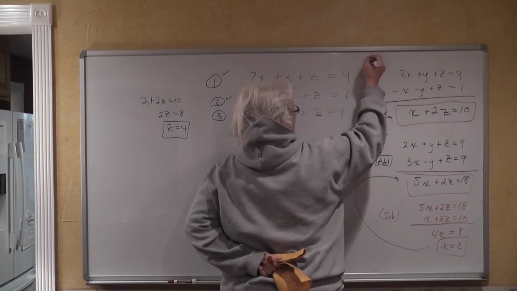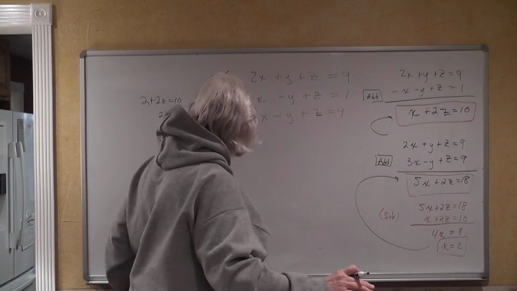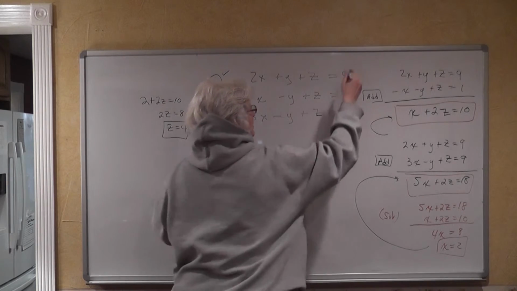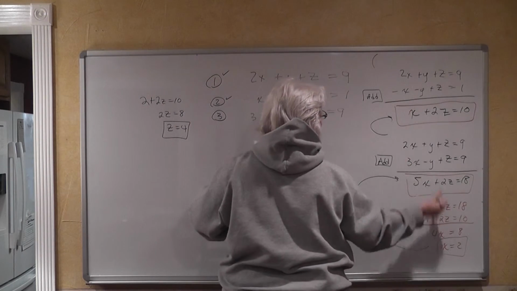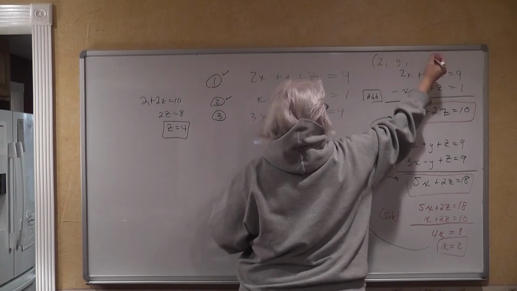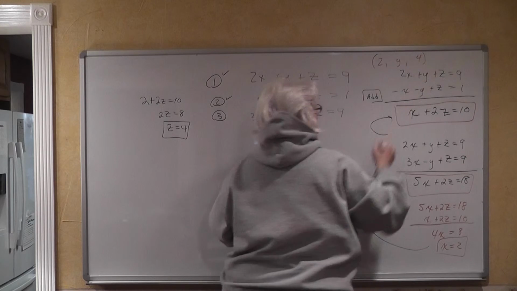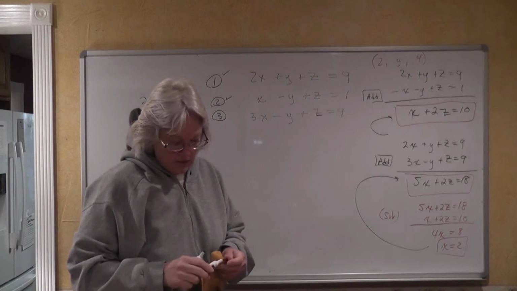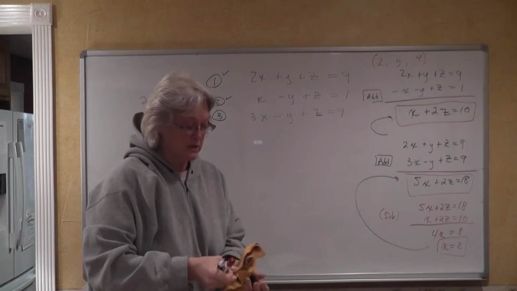So we now have two of the values in our ordered triple. We have x is 2, we don't know what y is yet, and we have z is equal to 4. Okay? So now let me go ahead and clear some space on this board.